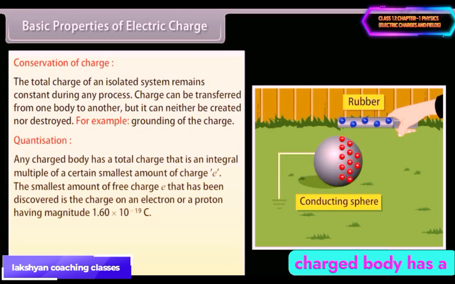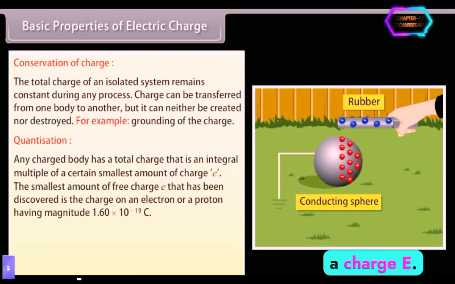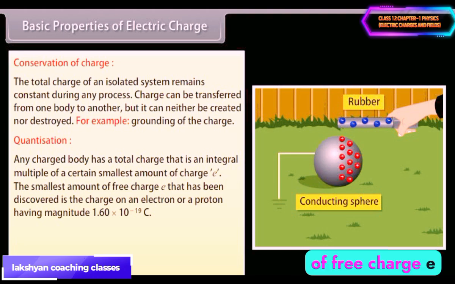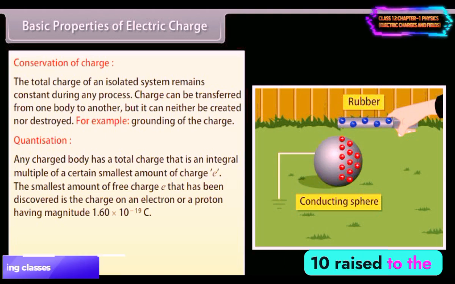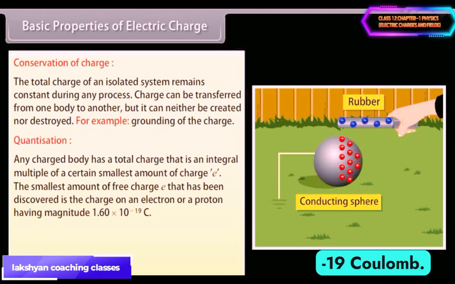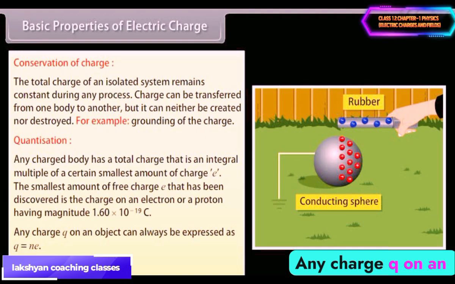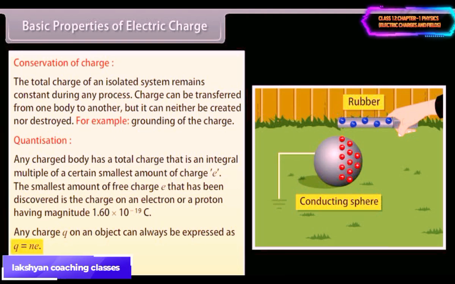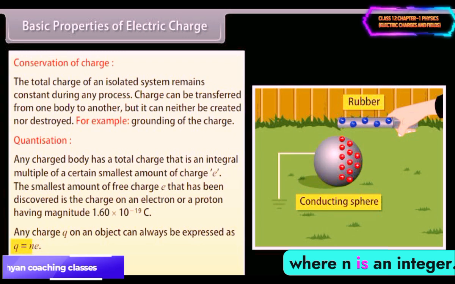Quantization. Any charged body has a total charge that is an integral multiple of a certain smallest amount of charge e. The smallest amount of free charge e that has been discovered is the charge on an electron or a proton, having magnitude 1.60 × 10^-19 Coulomb. Any charge Q on an object can always be expressed as Q = ne, where n is an integer.